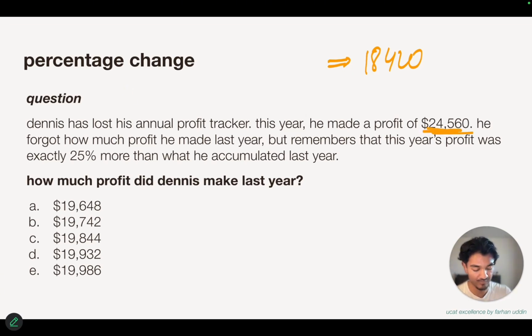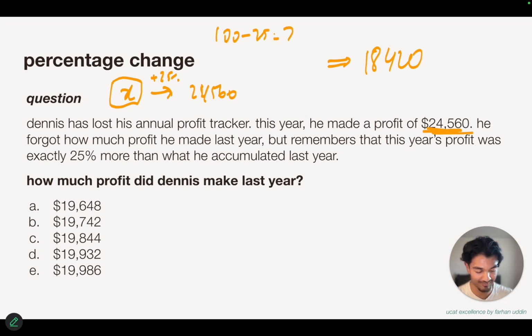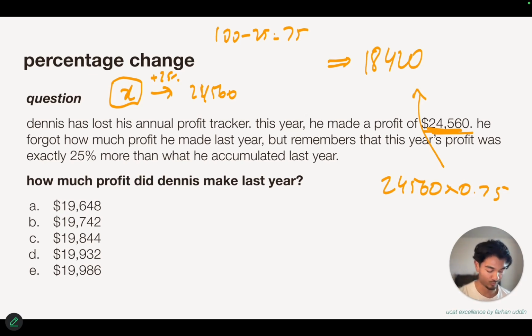Let me visually point this out. If this number, 24,560, is exactly 25% more than the number we're trying to find here, and 100 minus 25 is equal to 75, then what I'm going to do is go 24,560 times 0.75. And that gives you this answer. Now, I'm going to show you why this is the incorrect answer. But before I do that, I'm going to show you how to actually go about this the correct way, just so I can show you side by side.